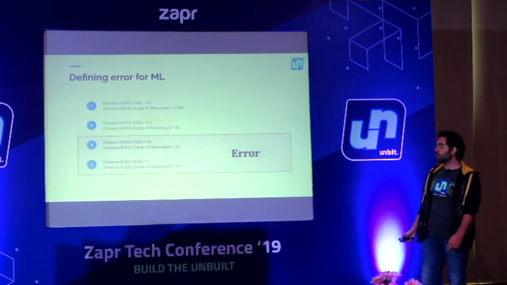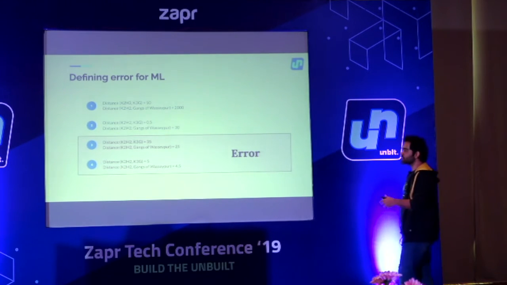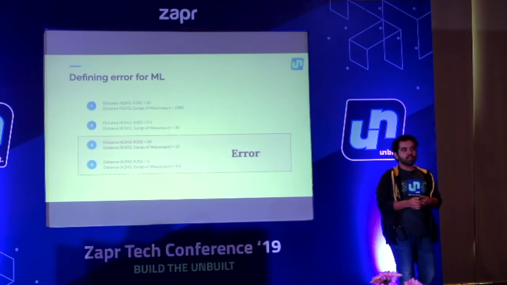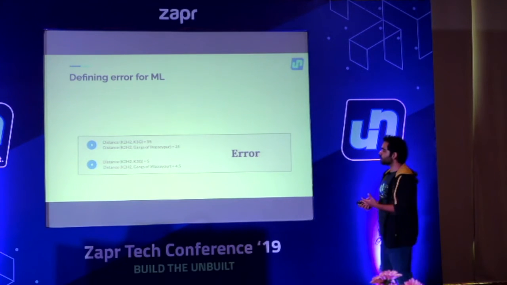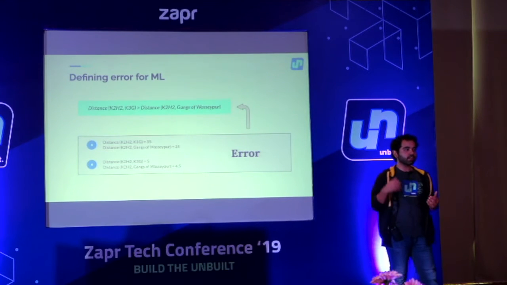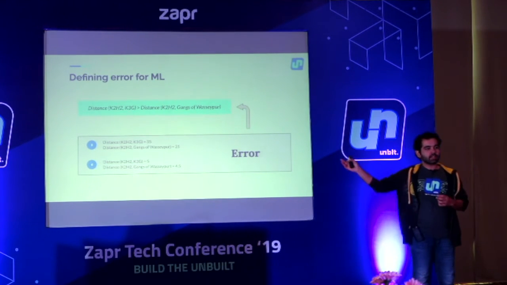Third and the fourth are the cases where we have to worry. Because in the third and fourth cases, it says that K3G is much farther from K2H2 than Gangs of Wasseypur. And that's where our problem comes up, right? And we can just generalize this error by saying something like this: if the distance of K2H2 and K3G is greater than the distance of K2H2 and Gangs of Wasseypur, then that's an error case for us.